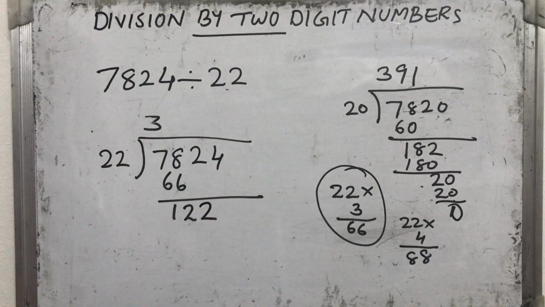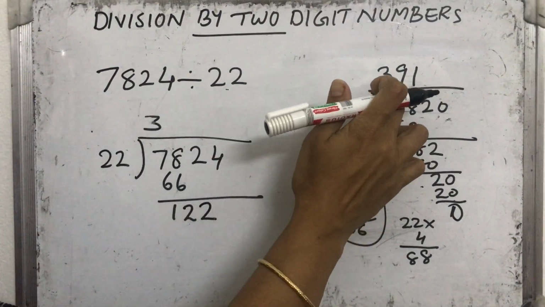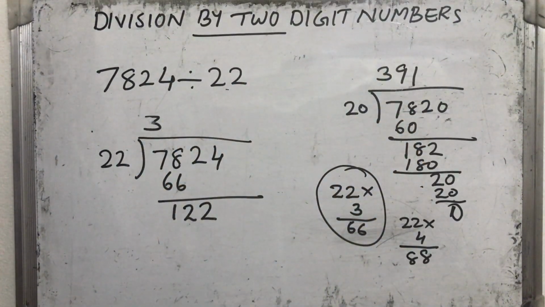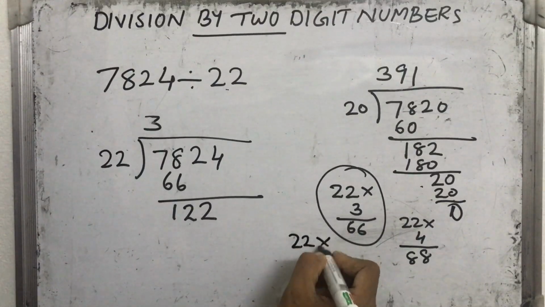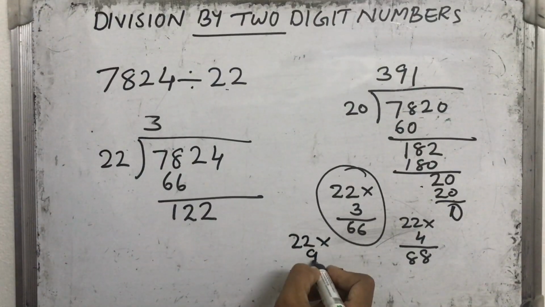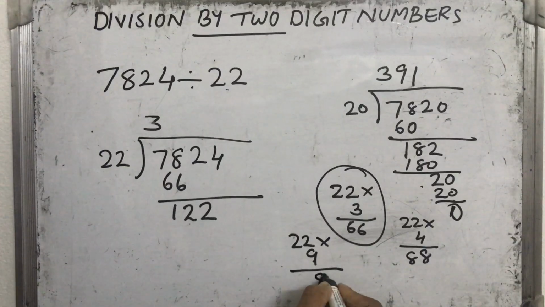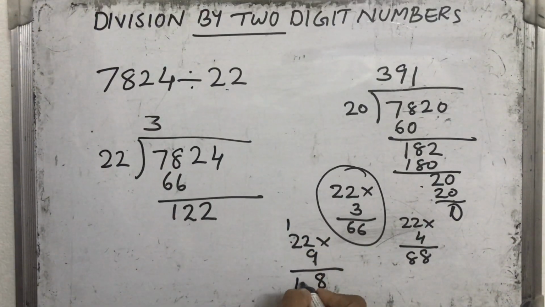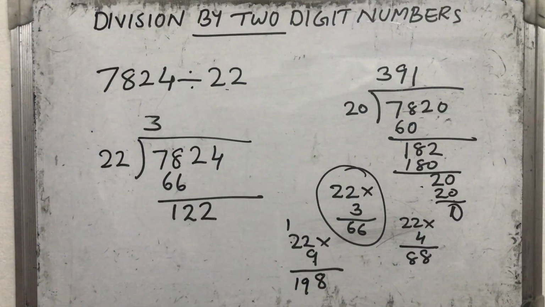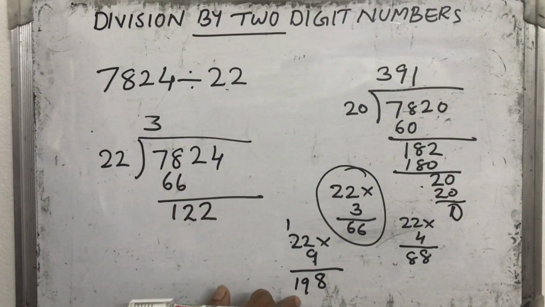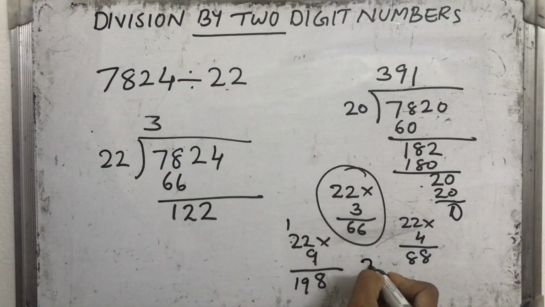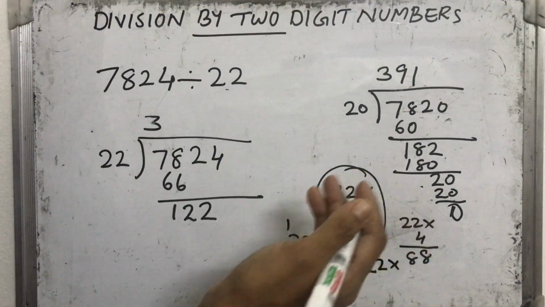Now 122. Now what is the answer here? The second digit is what? 9. So we just check that, multiply that 22 with 9. What will happen? 9 into 2, 18. Carrying 1. 9 into 2, 18. 18 plus 1, 19. 198 we will get. Okay, so we can't take this number because it is more than 122.